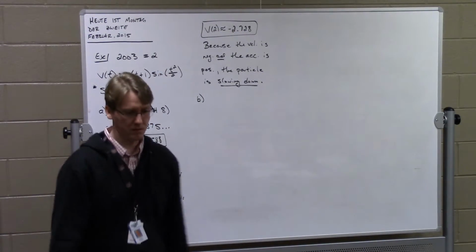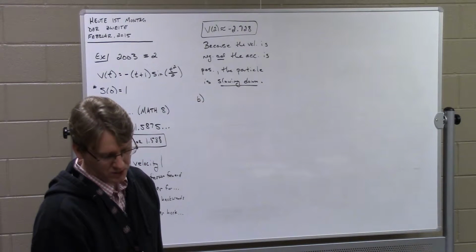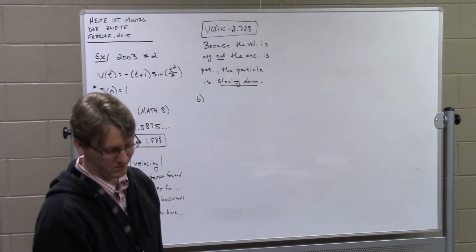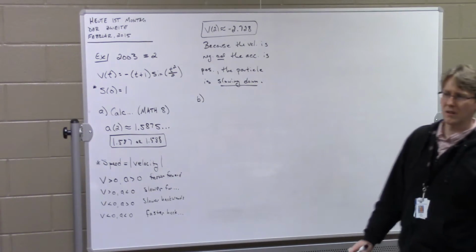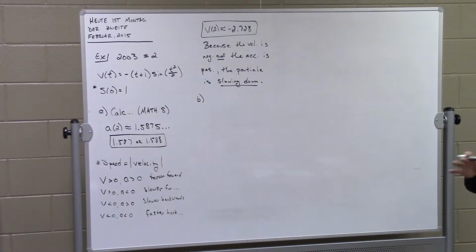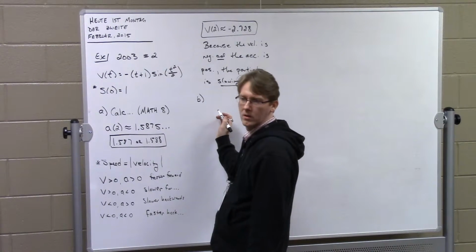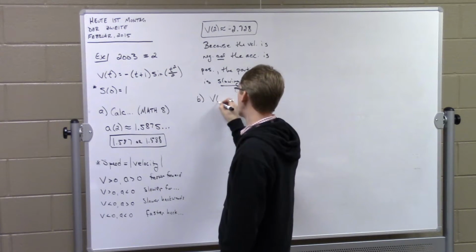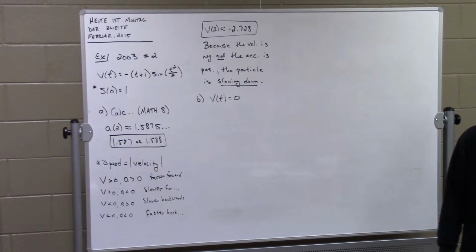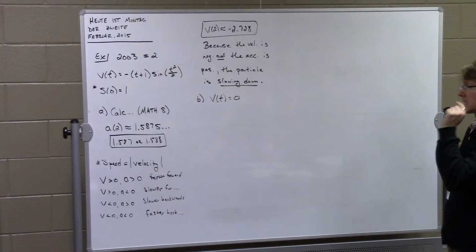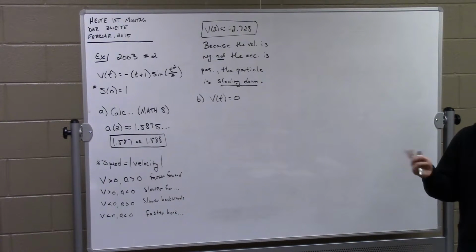Part B. Find all the times in the open interval from 0 to 3 when the particle changes direction. Well, shoot, that's easy. How would we do this normally? Set the velocity equal to 0, find critical numbers, and then make a number line and test it, right?